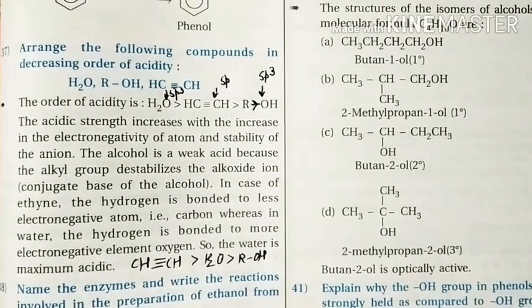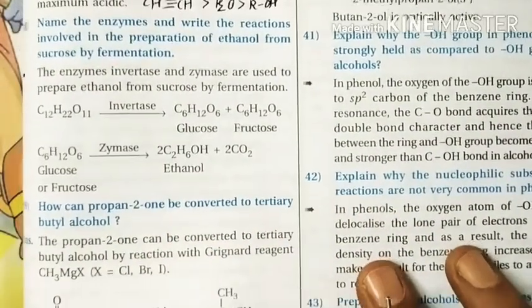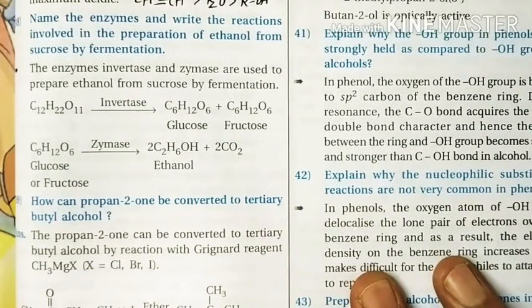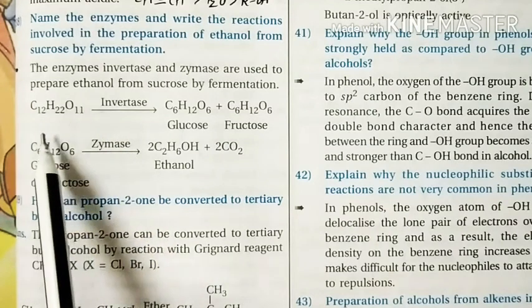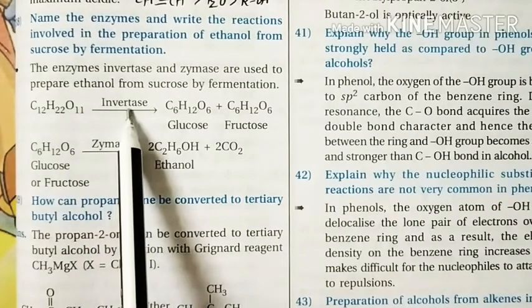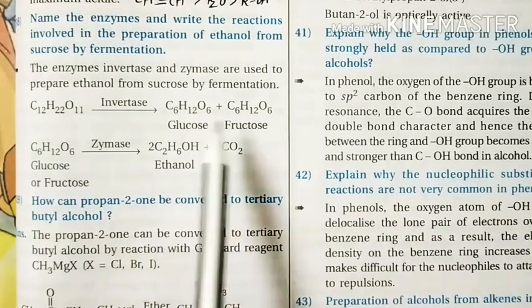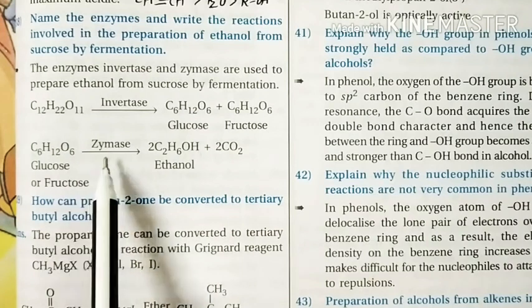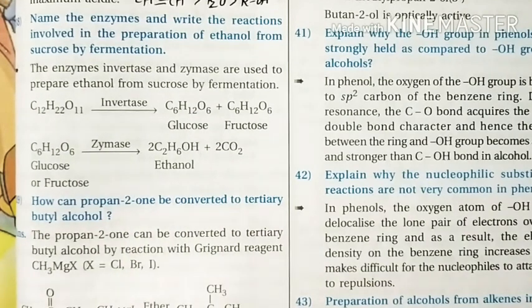Name the enzymes and write the reactions involved in the preparation of ethanol from sucrose by fermentation. It's simple, first we have to take invertase. With the help of invertase enzyme, sucrose is converted into glucose and fructose, and further fermentation of glucose with the help of zymase is converted into ethanol.